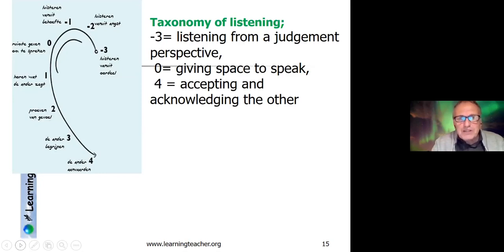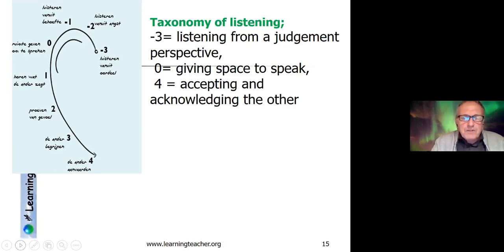So -3 is listening from your own judgment and perspective. And 0 is neutral, giving space to speak, and 4 is accepting and acknowledging the other. So in the classroom, even with young children, they have talked about what is good listening, what is empathy. And then it's with their strategies on the wall, the classroom wall.